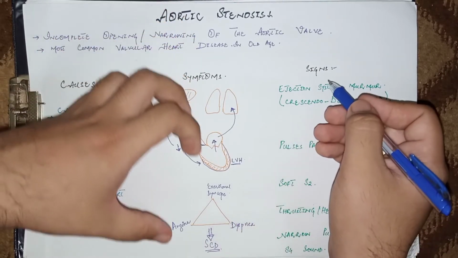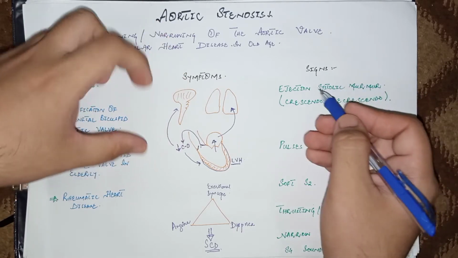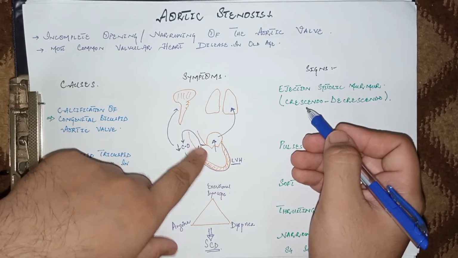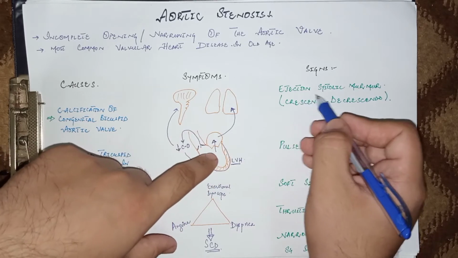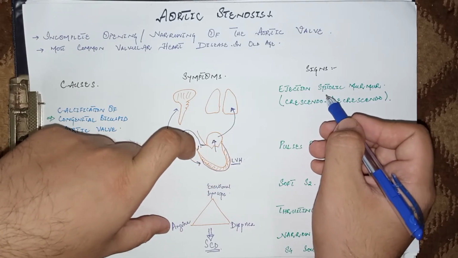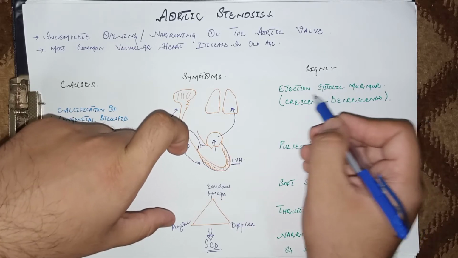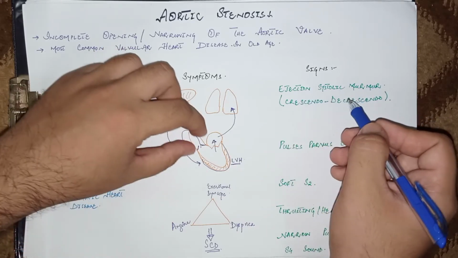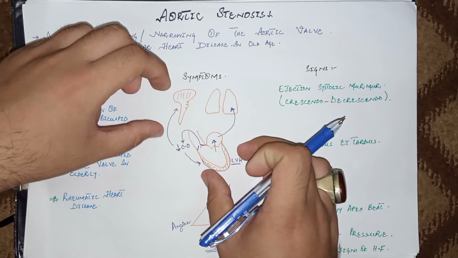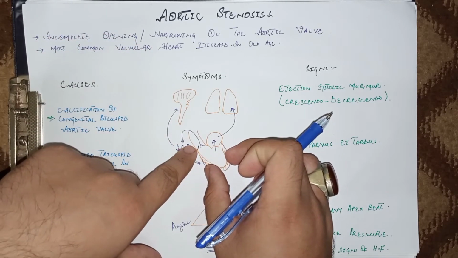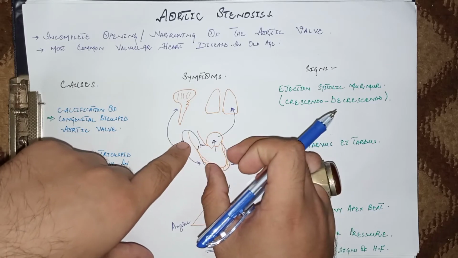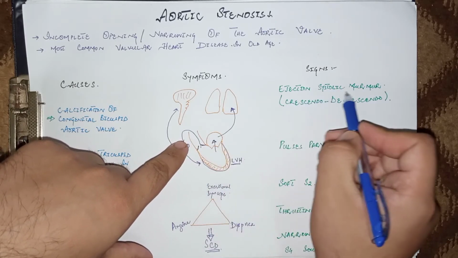Now come to the clinical signs of aortic stenosis. Due to the obstruction in the pathway of blood from the left ventricle into the aorta, an ejection murmur occurs during the systolic phase. This is called an ejection systolic murmur. When the left ventricle contracts and there is obstruction in the pathway during systole, a murmur can be heard.